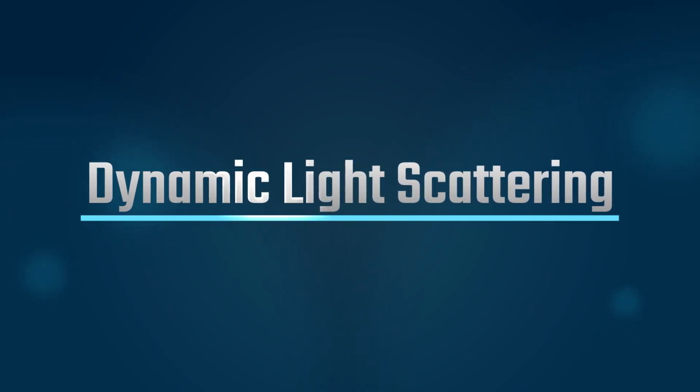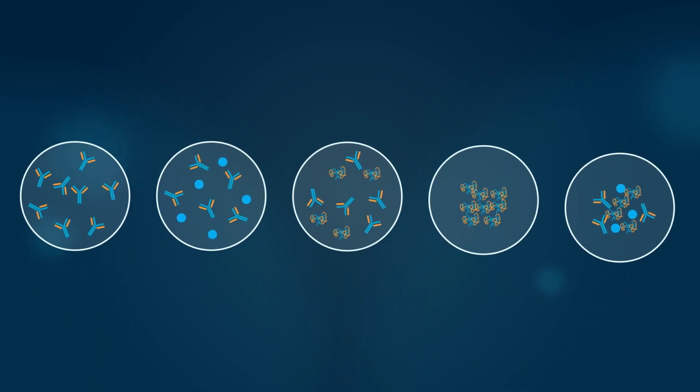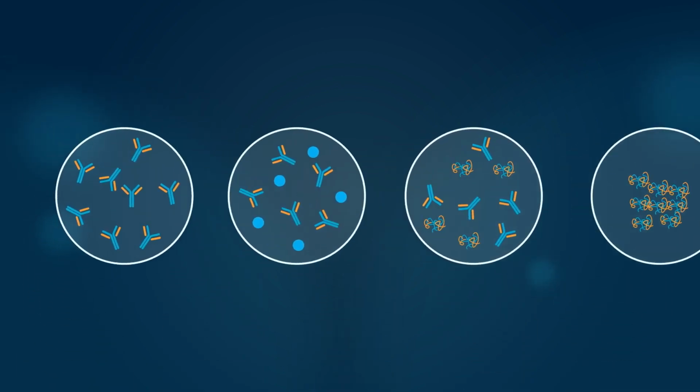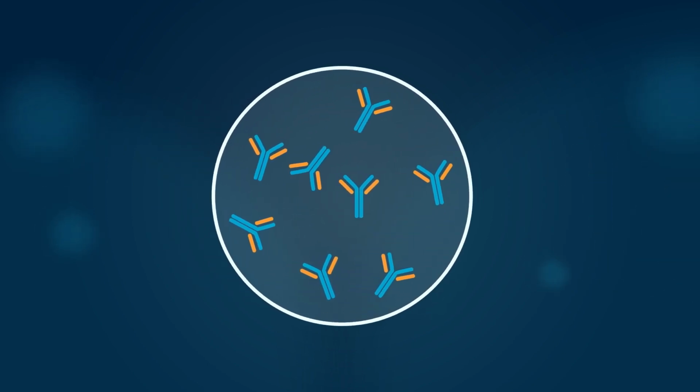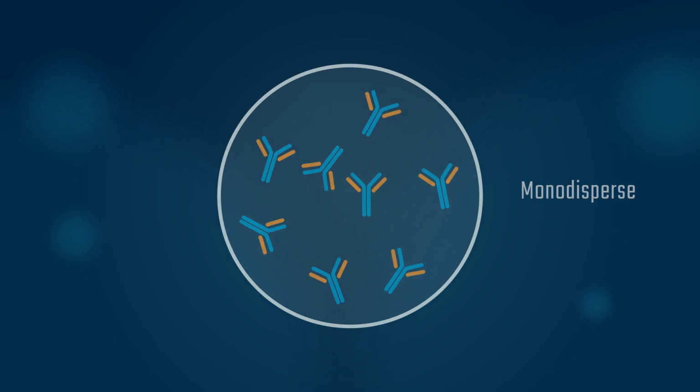Dynamic light scattering tells you about the size and dispersity of your particles. These are indicators of the quality of your protein biologic. High-quality biologic samples contain well-folded proteins of uniform sizes, or are monodisperse.